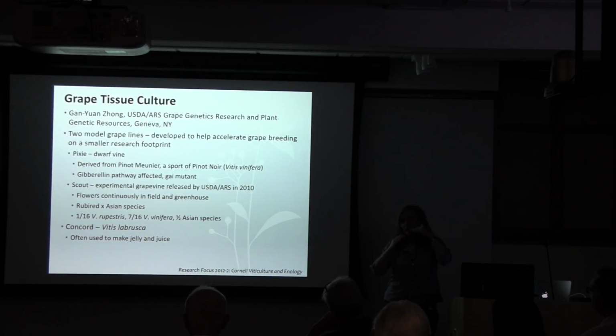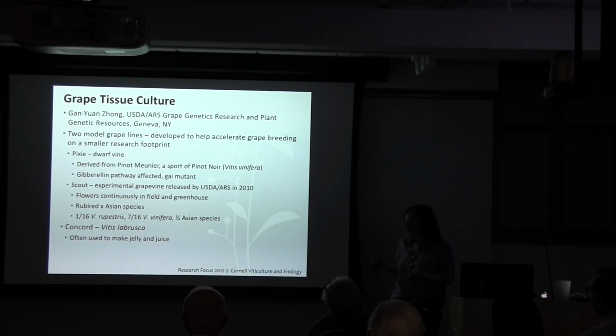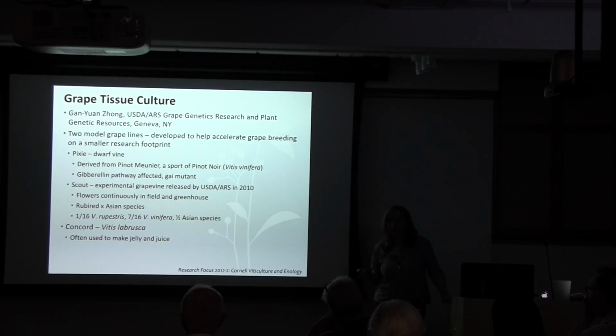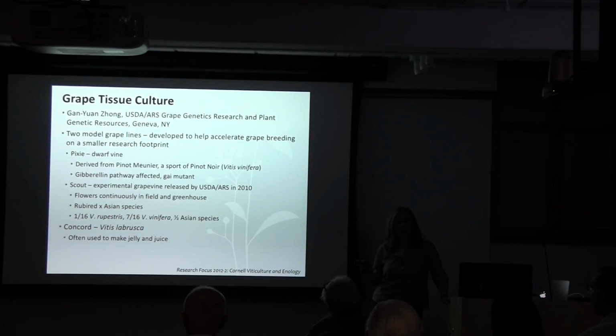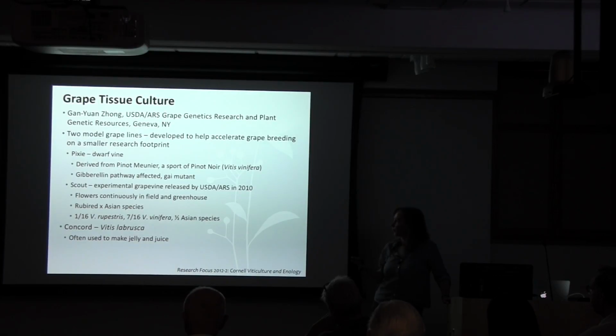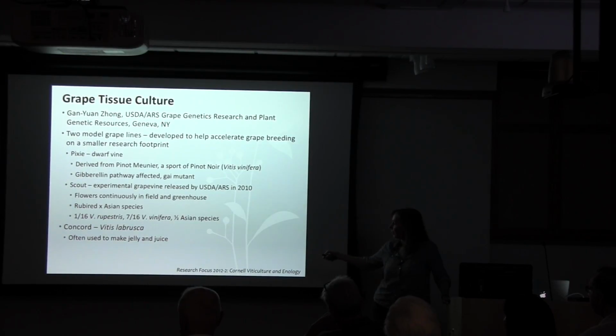The internodes are very close. They're really dark green leaves. Scout is an experimental line that was released by the USDA ARS in 2010. It flowers continuously in the field and greenhouse. So you can see how this would be an advantage for research programs. You have a continuous supply of flowers. It was developed by a cross between Ruby Red and an Asian species, and this is the makeup here of the Scout.